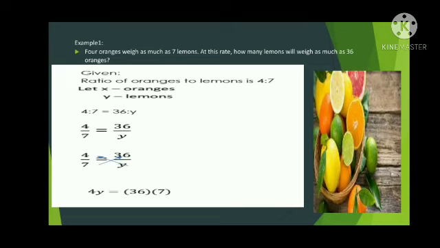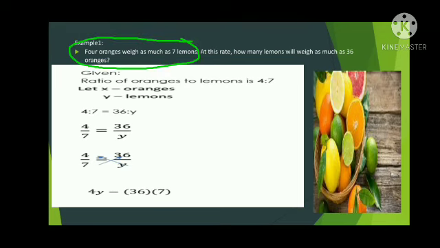4 oranges weigh as much as 7 lemons. At this rate, how many lemons will weigh as much as 36 oranges? In our example, we need to find the unknown. For our first statement, as you can see, we have 4 oranges. That is already given. Weigh as much, so the statement "weigh as much" is pertaining to a proportion. As much as 7 lemons.